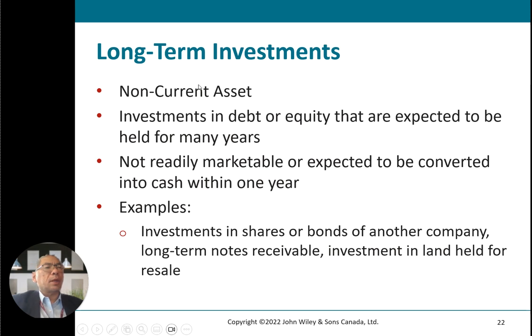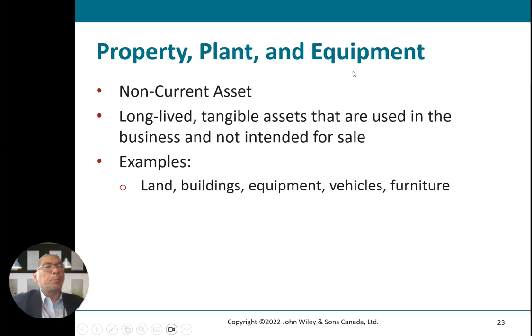The long-term investment is a non-current asset. Investments in debt and equity are expected to be held for many years. It is not readily marketable, or expected to be converted into cash within a year. Examples of this: investment in shares, bonds, long-term notes receivable, as well as investment in land held for resale. PPE is called property, plant, and equipment. It is a non-current asset. It is long-lived. It is a tangible asset that is used for business and not intended for sale. Examples of this will be land, building, equipment, vehicles, and furniture.